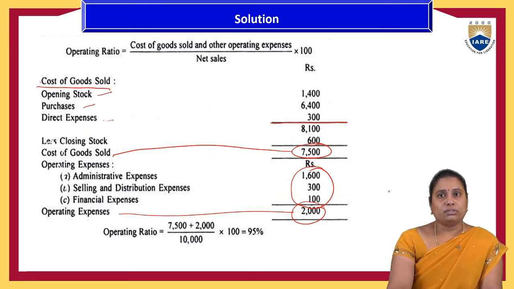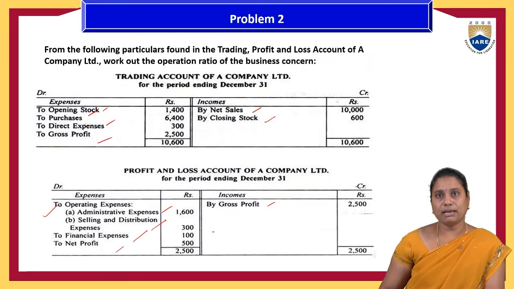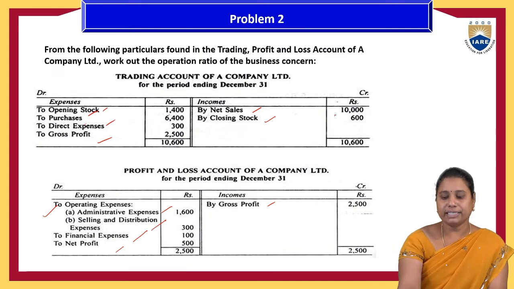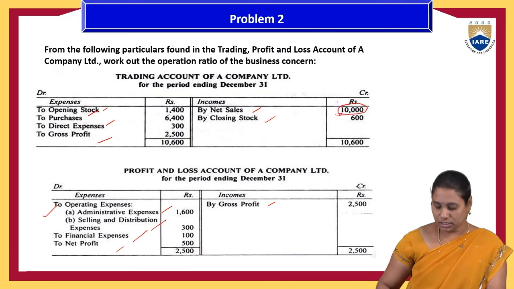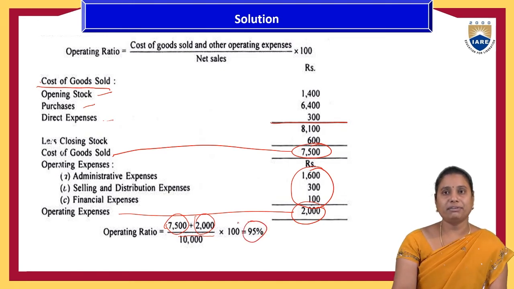Operating expenses. Now, the calculation of the operating ratio is both direct and indirect charges of the goods, means direct expenses of 7,500 plus indirect expenses of 2,000, out of the total net sales of the organization they have provided here under the trading account. This 10,000 value, if we take it into 100, means 95% of the amount they are spending for the operations.